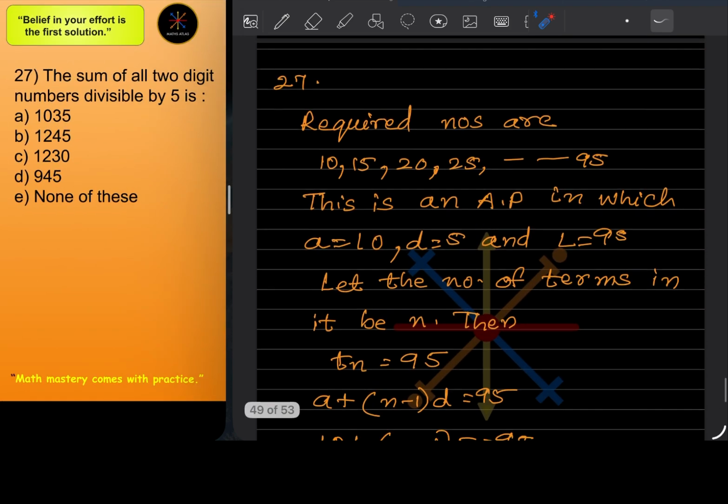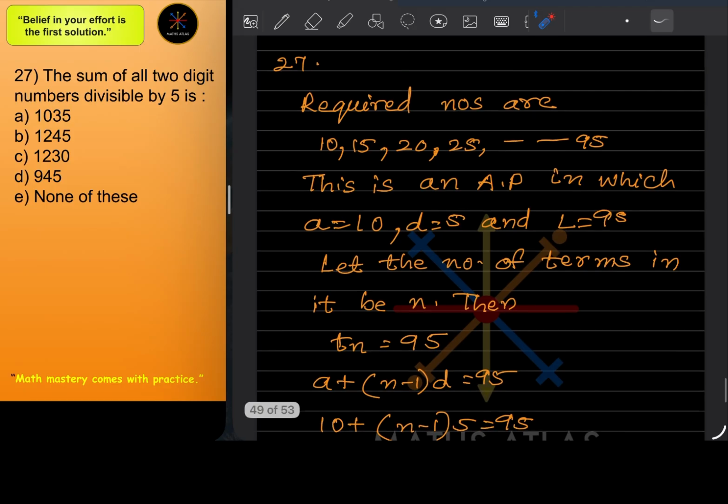The sum of all two-digit numbers divisible by 5 is, so now the required numbers, because they have said two-digit numbers. So here 9 is a one-digit number. Which is divisible by 5? 10 is divisible by 5. The next numbers divisible by 5 are 15, 20, 25 and so on. The last number is going to be 95, because after 95 comes 100, which is divisible by 5, but this is a 3-digit number. So the last here will be 95 and it will start with 10.